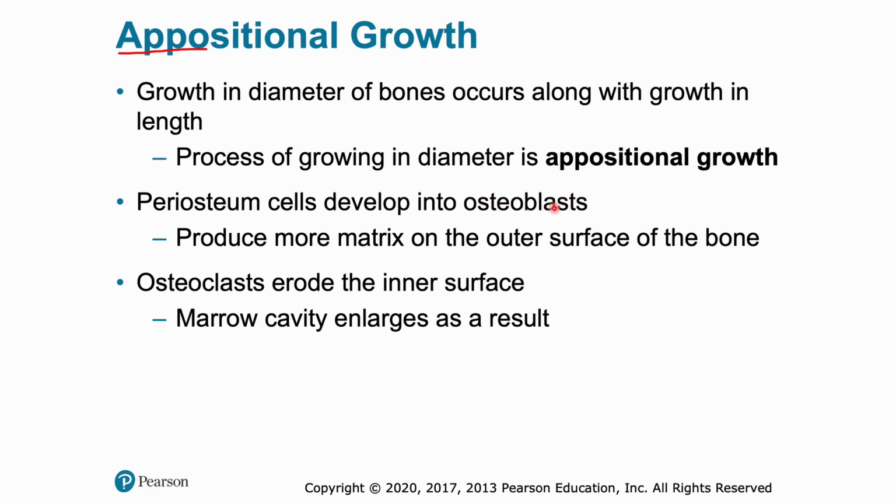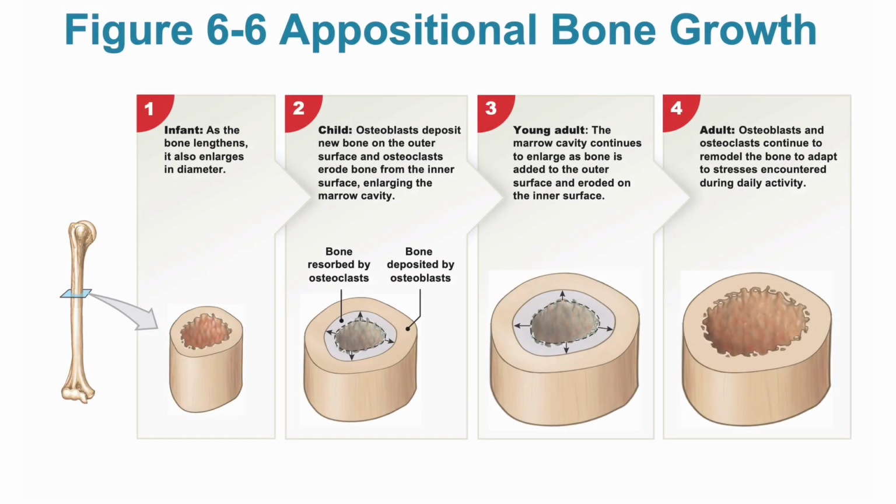As new bone is deposited on the outer surface of the shaft, the inner surface is eaten away or eroded by osteoclasts, and the marrow cavity gradually enlarges. Thus, new bone is laid down at the outer periphery of the bone, while the marrow cavity is enlarged by osteoclasts from the center. Let's look at each of the stages of appositional growth one at a time.